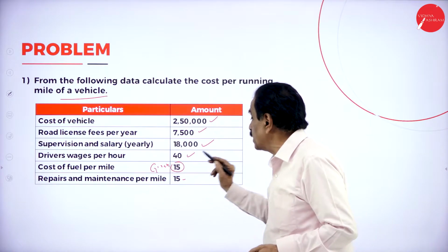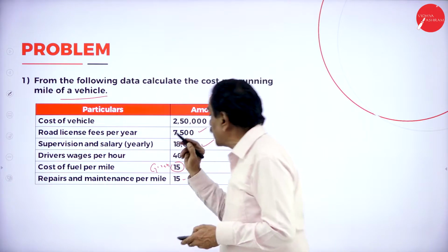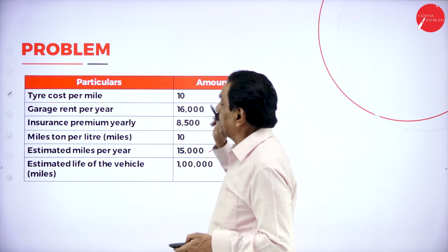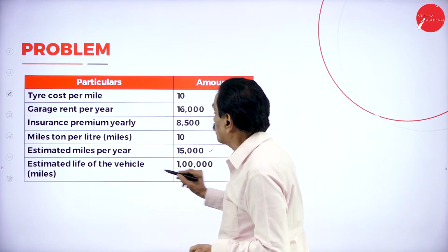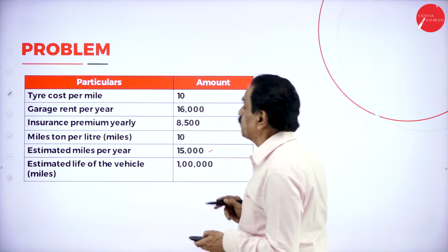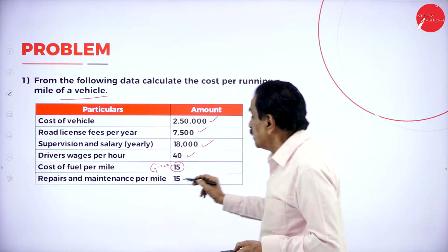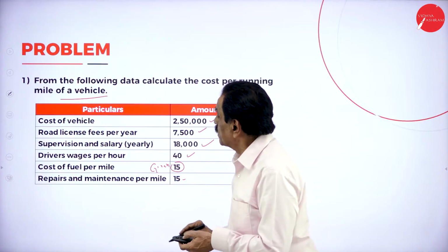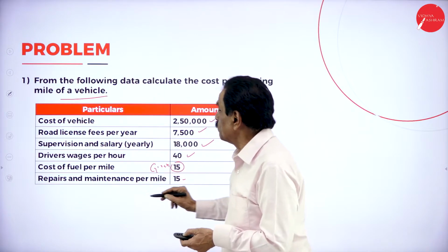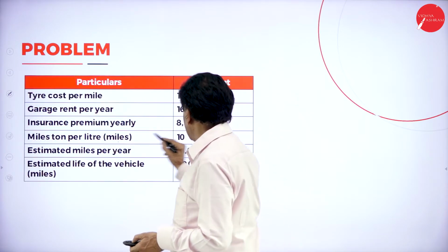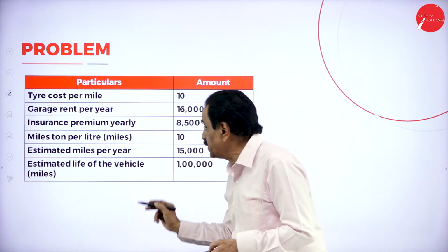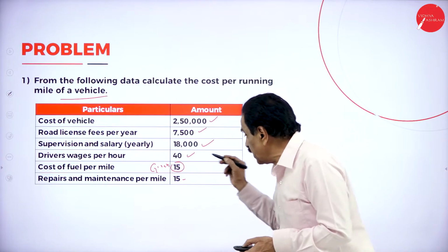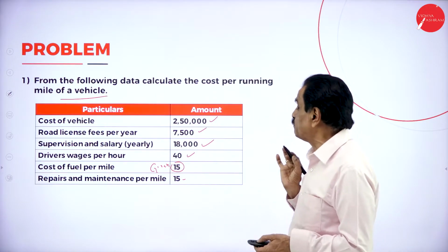Cost of fuel per mile is 15. Repairs and maintenance per mile is 15. Tire cost per mile is 10 rupees. Miles per liter is 10. So miles per liter means here, cost of fuel per liter is 15. Road license per mile, not here. Insurance, miles per liter is 10. So 10 miles per liter, it will run at 15. So cost of fuel is 15 divided by 10, 1 rupee 50 paisa.